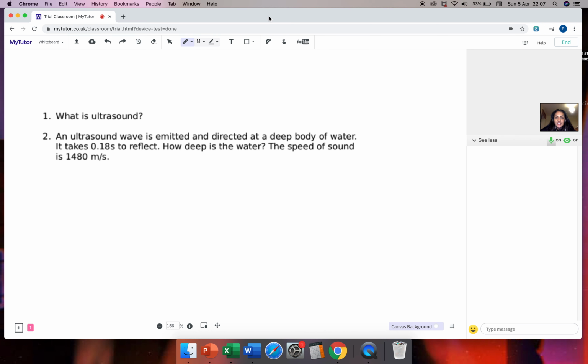Ultrasound waves are partially reflected when they hit the boundary between two mediums. This can help us to find out things about things that we can't see.